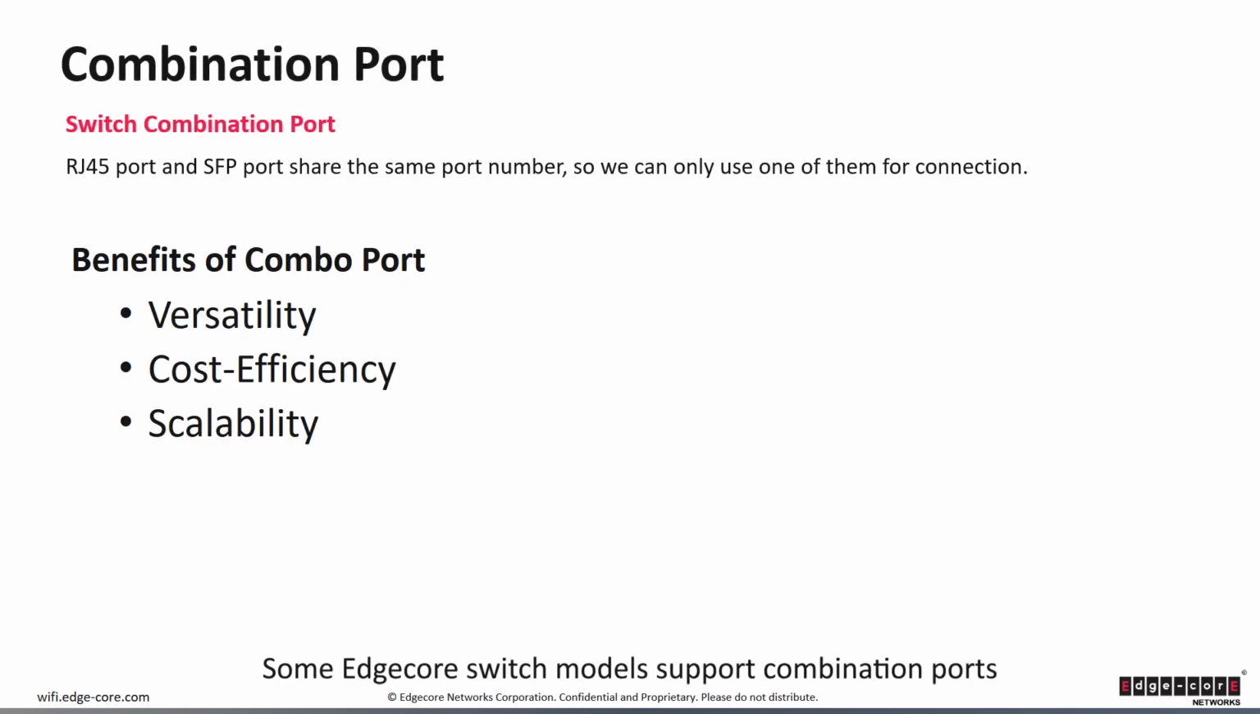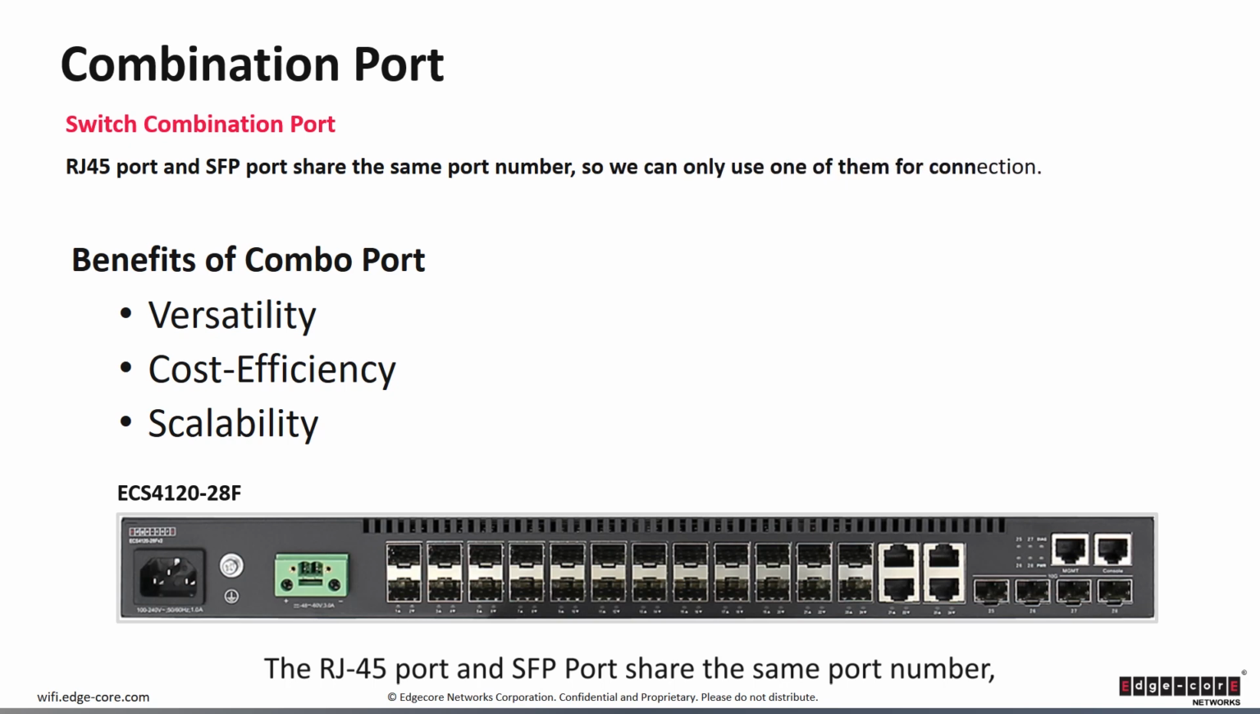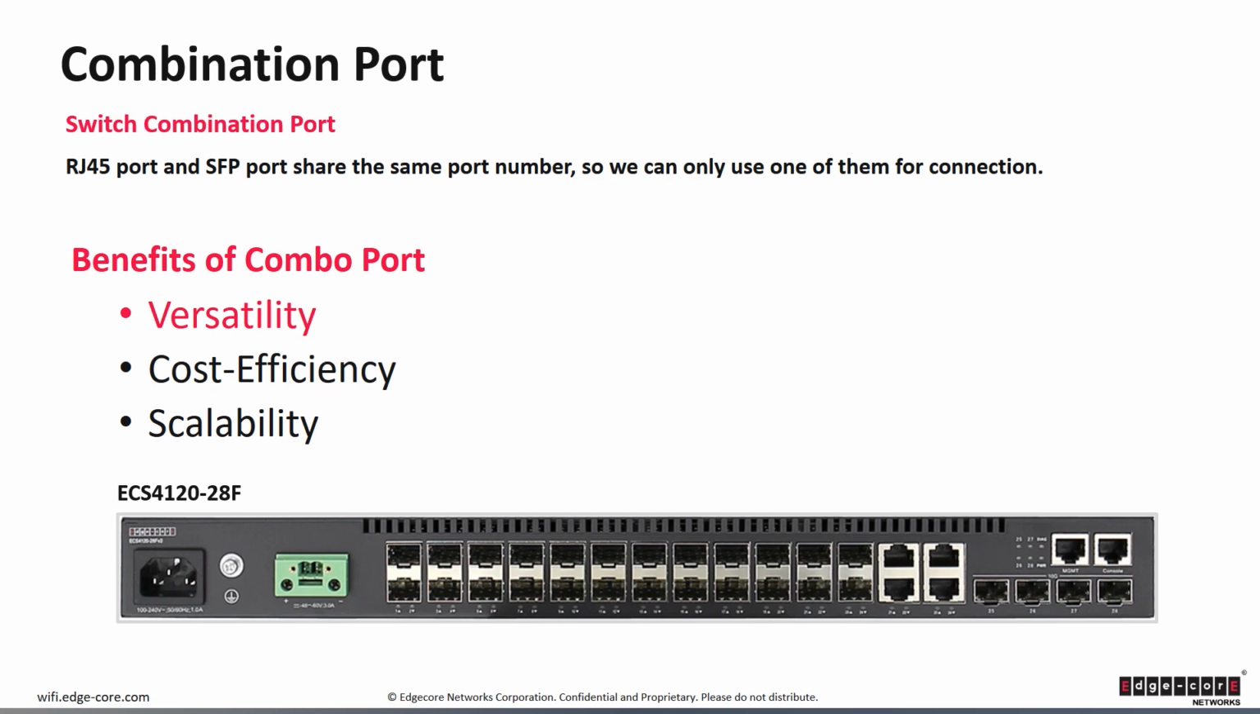Some Edgecore switch models support combination ports, also known as combo ports. The RJ45 port and SFP port share the same port number, so we can only use one of them for connection. Some of the benefits of combo ports are versatility. You can use combo ports to connect various devices with different connection types, such as computers, servers, and other switches.